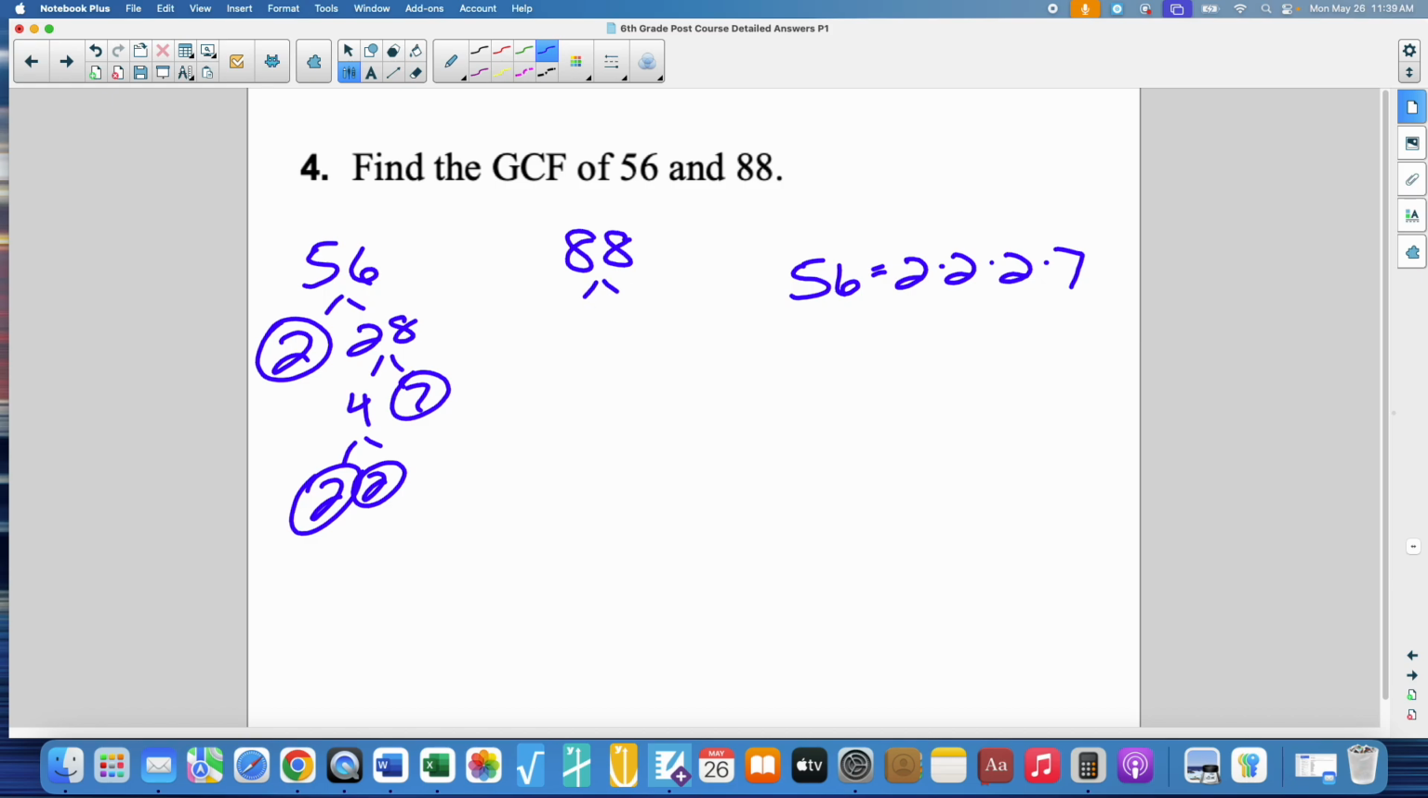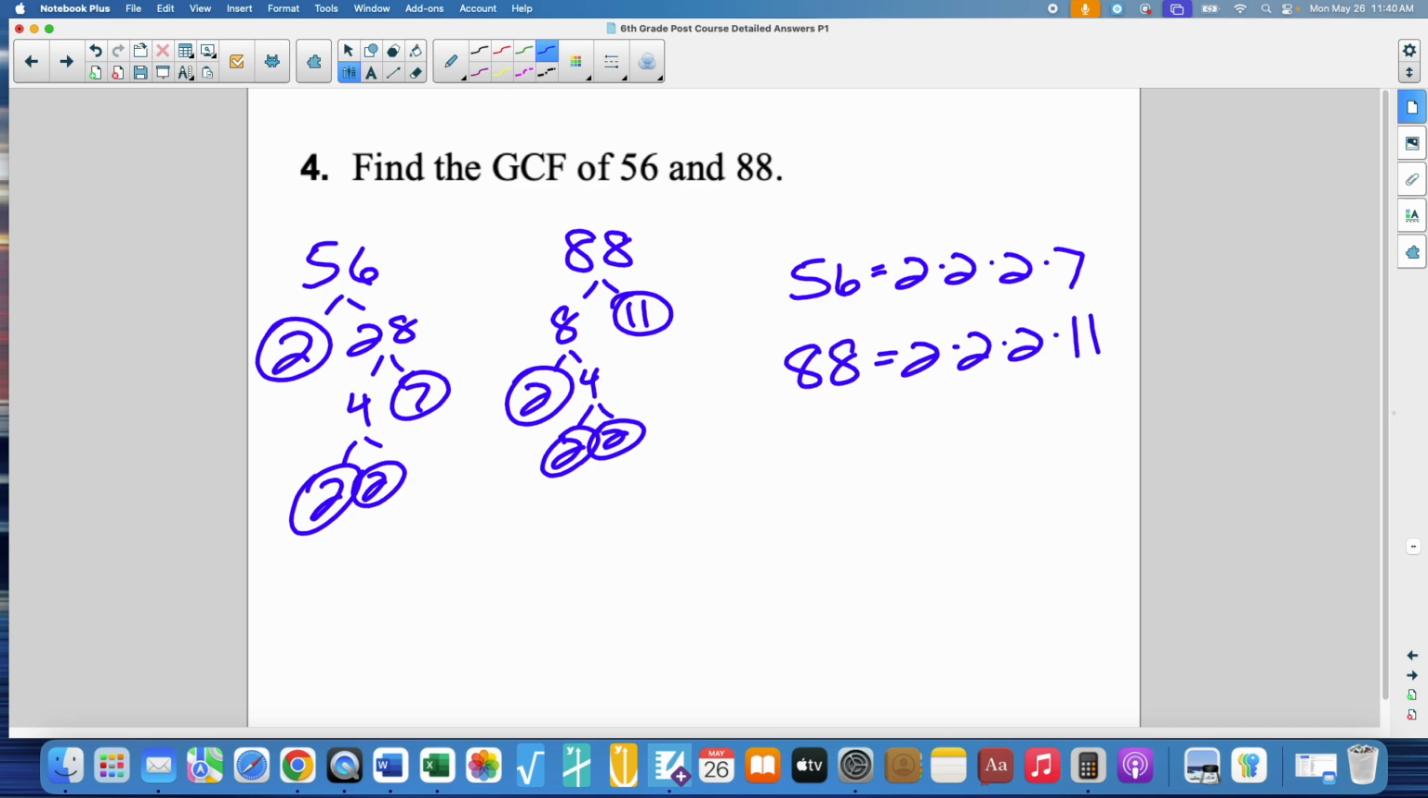88, we can do 8 and 11. 11's prime, so we circle it. 8 can be 2 and 4. 2's prime. 4 we can break down to 2 and 2. So 88 is going to be broken into 2 times 2 times 2 times 11. That would be the prime factorization.